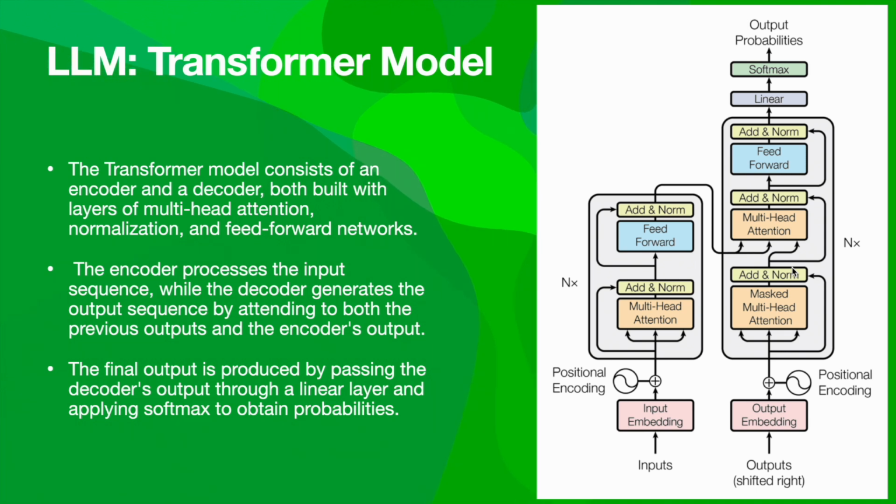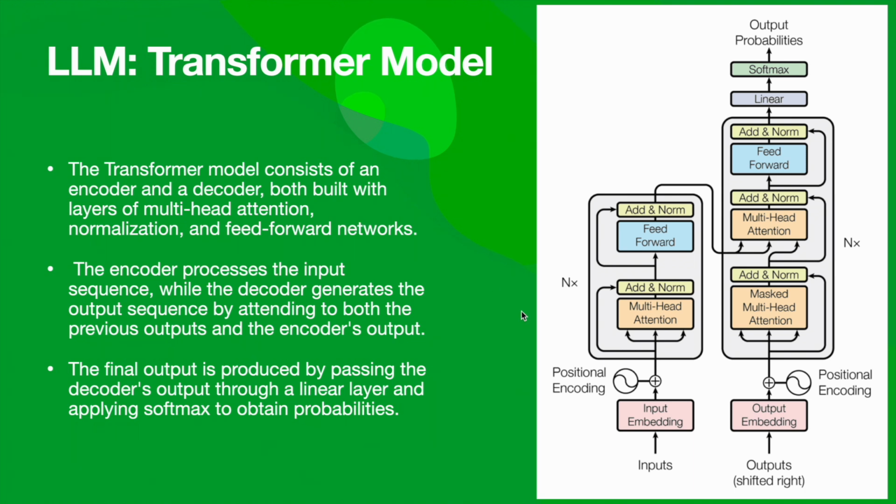We have discussed a little bit about the transformer and the history and evolution of LLM models in the previous video. So let's get started with the definition first. The transformer model consists of an encoder and a decoder. This part is the encoder side and this part is the decoder side, and both are built with layers of multi-head attention, normalization and the feed forward neural network.